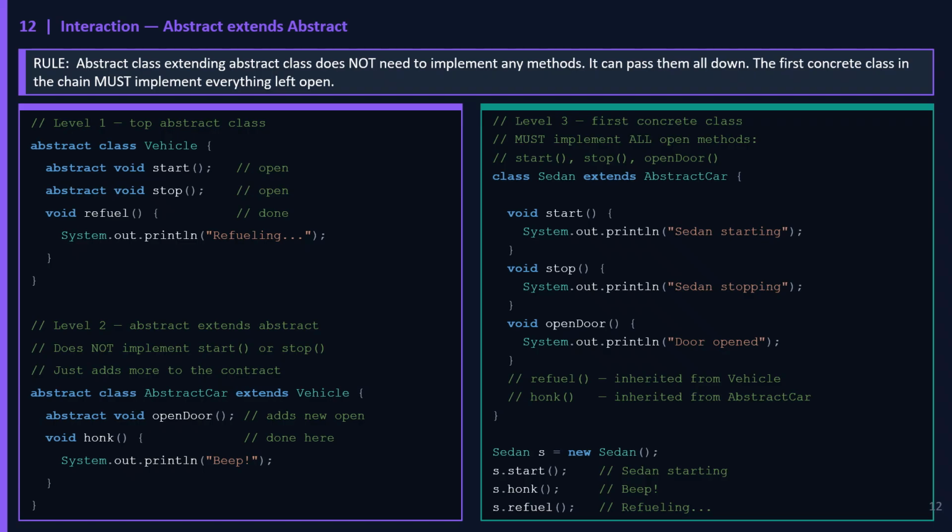Now look at the right side. Sedan is the first concrete class in this chain. Sedan must implement all three open methods: start, stop, and openDoor. If it misses even one, Java gives a compile error. But refuel and honk are already done. Sedan just inherits them for free. So remember, abstract classes can keep passing the work down, but the first concrete class must do all of it.